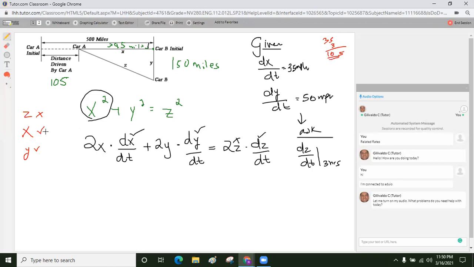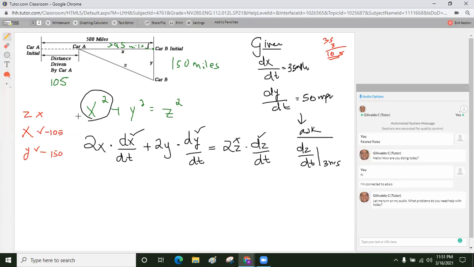I'm going to copy the problem really fast onto the whiteboard, just to make sure I have all the information. So x seems to be 105, and y is 50 miles per hour for 3 hours, 50 times 3, 150. So for x I have 105 and for y I have 150. Do we agree with that assessment?